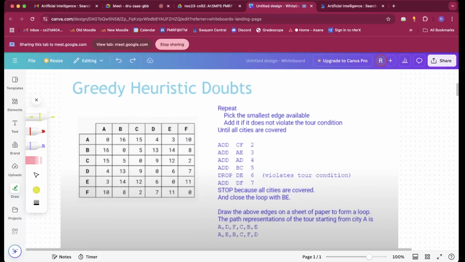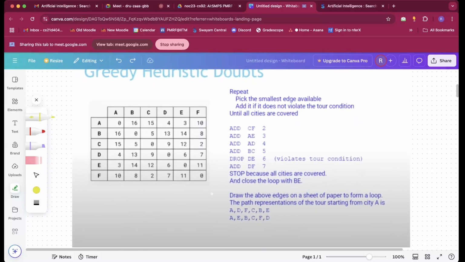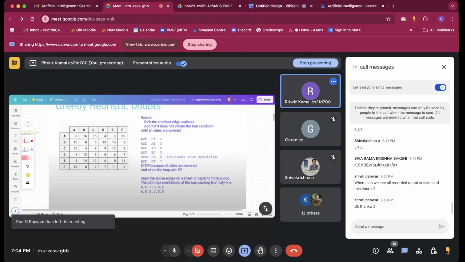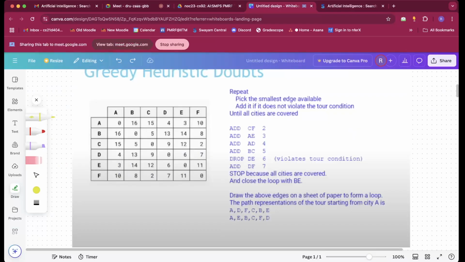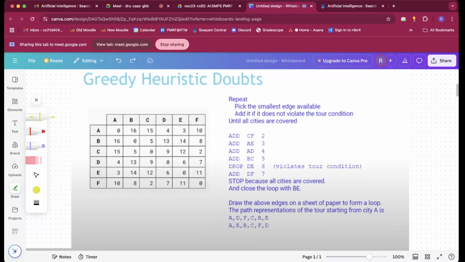Let's think about the greedy heuristic one. It's the same distance matrix given to us, and here what we will do is, as the name suggests, we will be greedy. We will look at the lowest non-zero cost across this whole matrix, and that is 2.